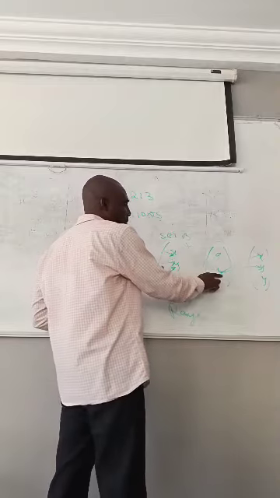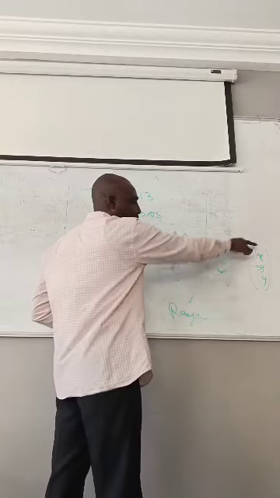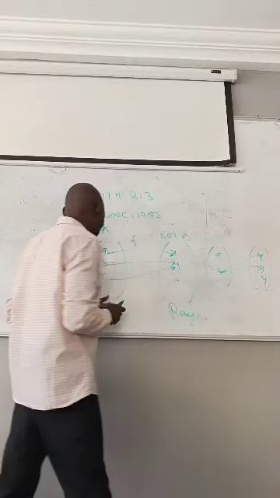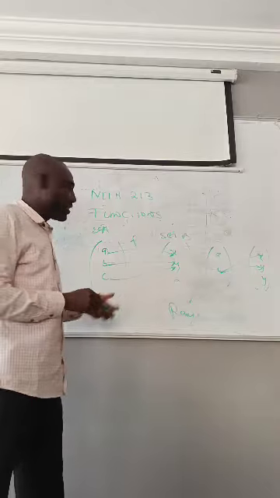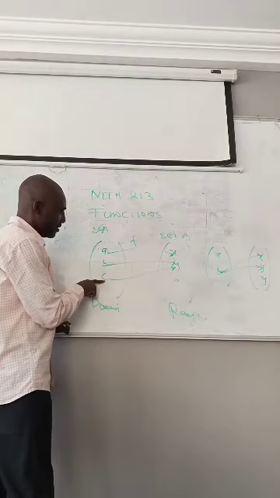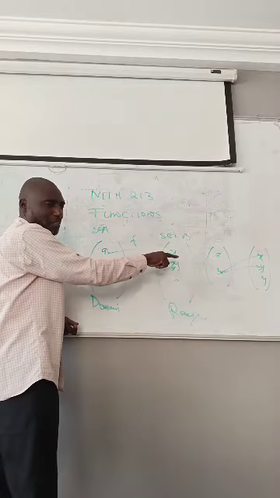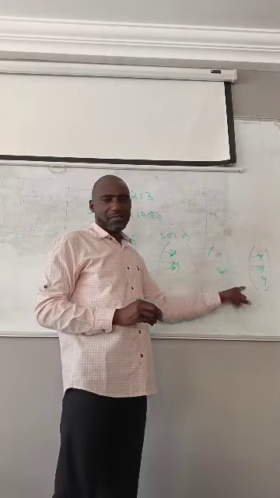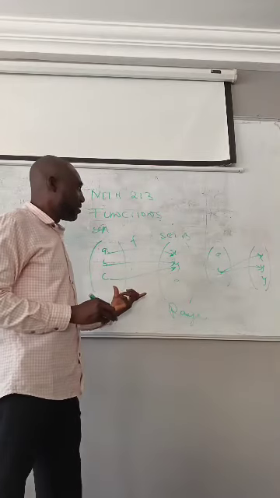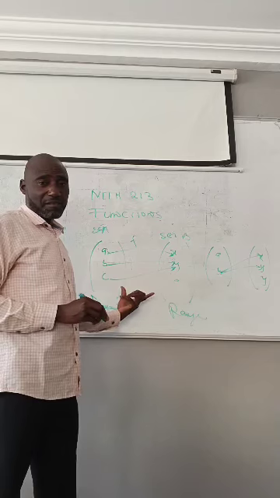So one element here will not have two images. It's only one. But the images can be the same for more than one element here, as you can see here. C goes to Y and B goes also to Y. This is clear. This is not a function, but this is a function.